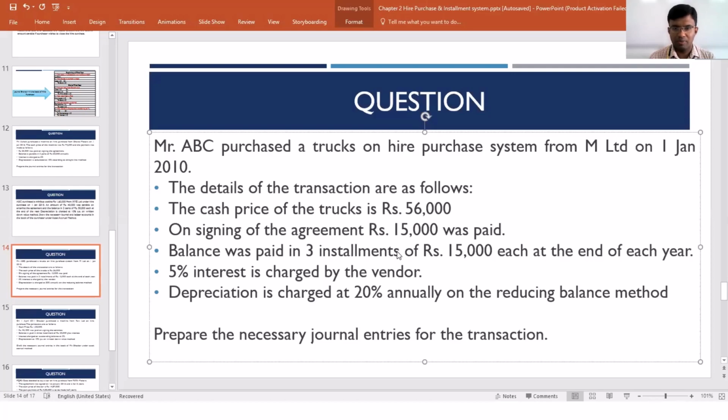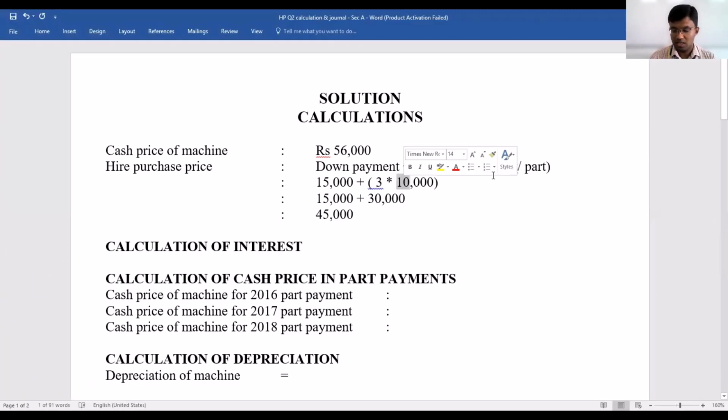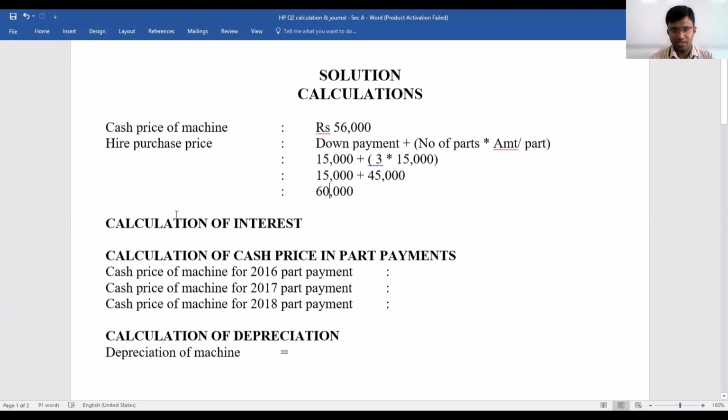So let's just quickly go back. So here it is 3 into 15,000, which makes it 45,000, and the total will work out to be 60,000. So if you notice the difference between these two, that is the difference between the 56,000 and 60,000, this will work out to be your higher charges.